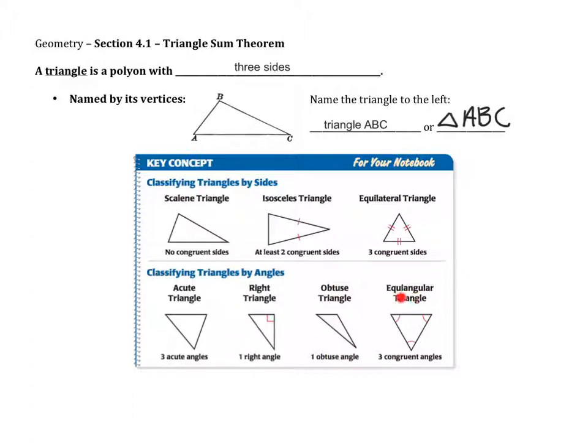And an equiangular triangle is when all 3 angles are congruent. And again, we've seen this word equiangular before, just like we saw equilateral when we talked about polygons having all congruent angles. So those are the 7 ways of classifying triangles, either by its side lengths or its angles.